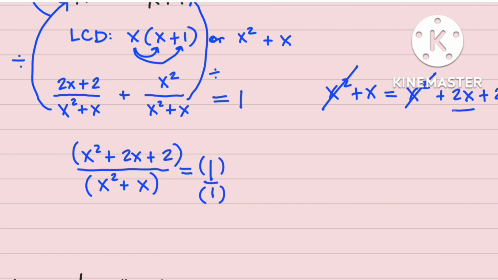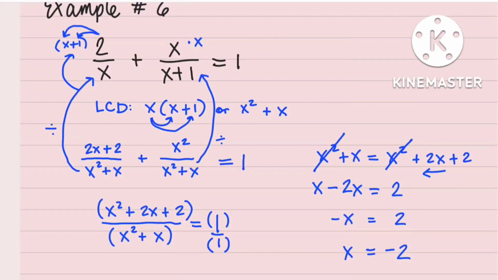Now, moving 2x to the left hand side, it becomes negative 2x. While x minus 2x, that is negative x. If negative x is equal to positive 2, then it means that x is equal to negative 2. So the answer is negative 2, right? Okay.